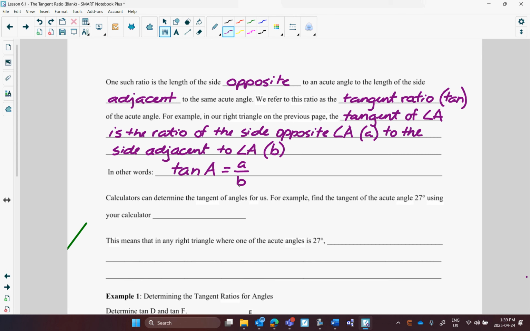I want you to punch tan 27 equals. T-A-N, 27, equals. Did you get about 0.5? Then you did it right, and your calculator's in the right mode.